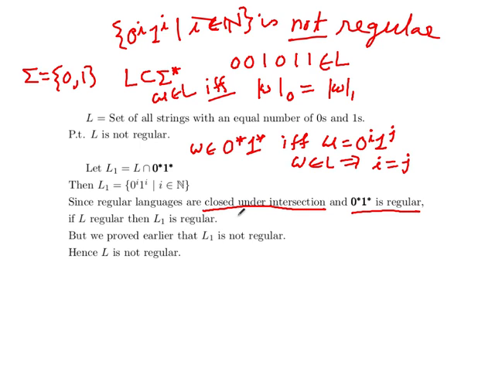But we proved that L1 is not regular. So that means L cannot be regular, right? Is it clear that L regular implies L1 regular? So L1 not regular implies L not regular, in contrapositive form. We proved that L1 is not regular, so L is not regular either. Okay, let's go to the next problem.